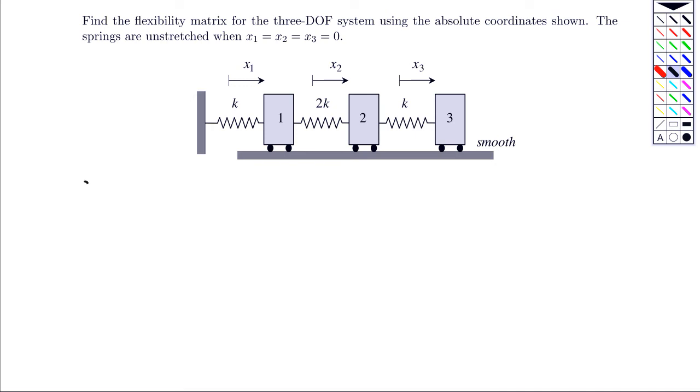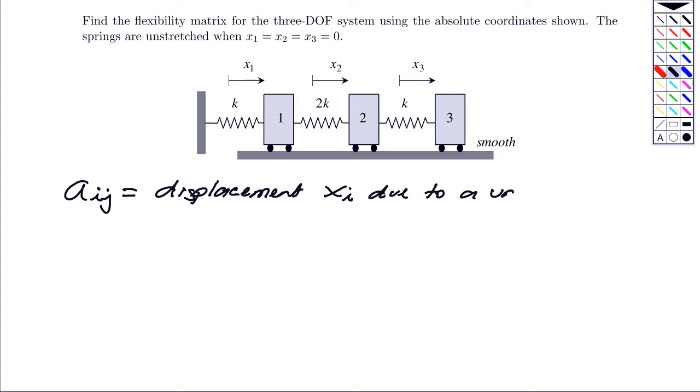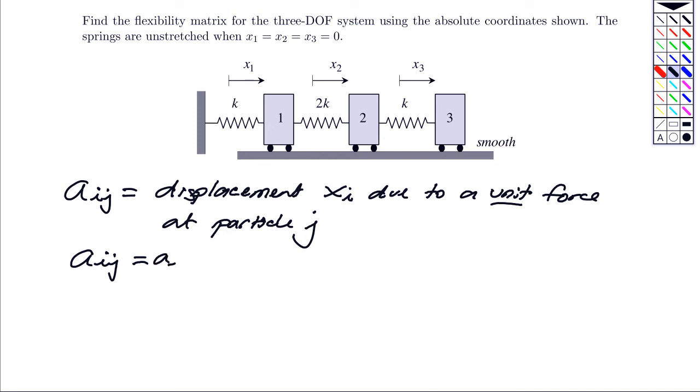We're going to be calculating these influence coefficients of Aij, where Aij is the displacement xi due to a unit force at particle j. And along the way, we'll use the fact that Aij and Aji are equal to each other by this idea of reciprocity.